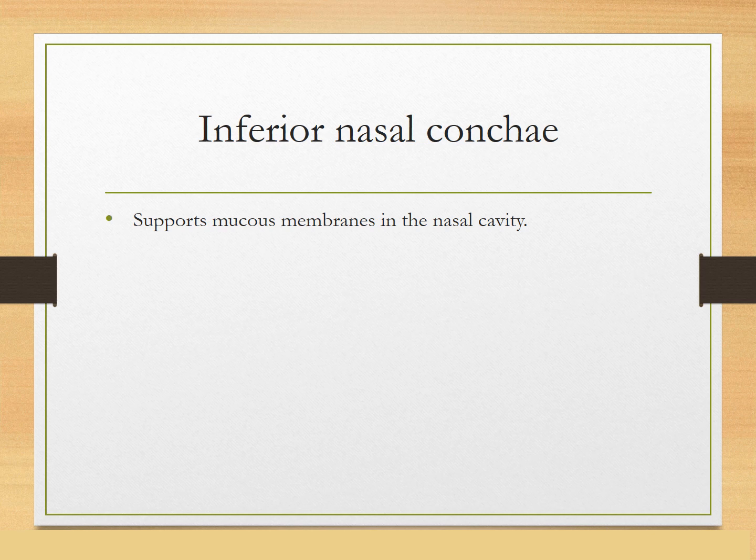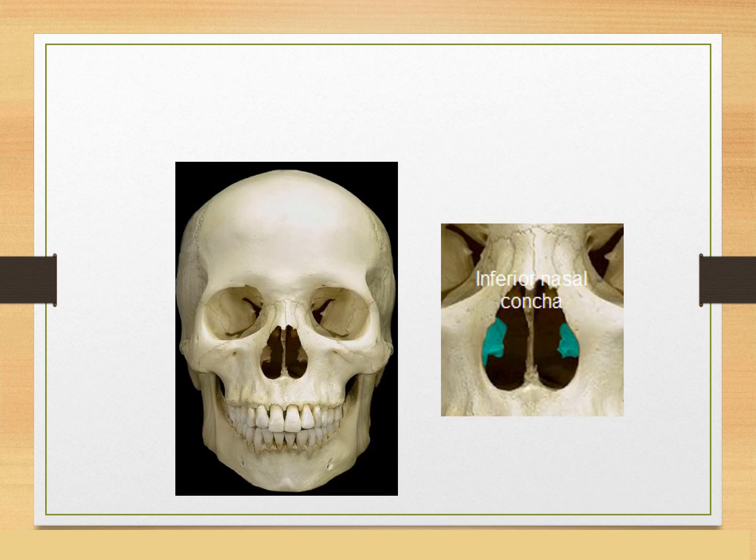While the superior and middle nasal concha are part of the ethmoid bone, the inferior nasal concha are their own two separate bones. So in this view, you see the inferior nasal concha. The middle nasal concha and the superior nasal concha are located too far up into the sinus cavity to be visible.